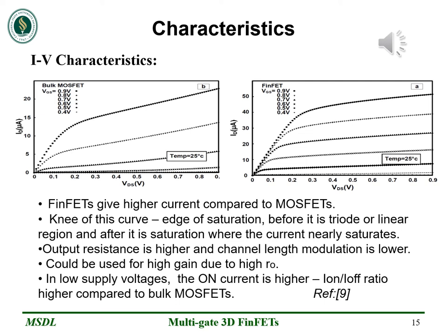In low supply voltages, the on current is also higher for FinFETs, making their I on to I off ratio higher compared to the bulk MOSFETs.